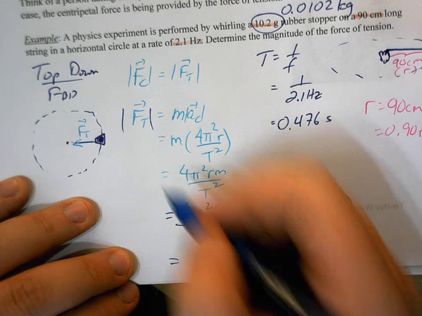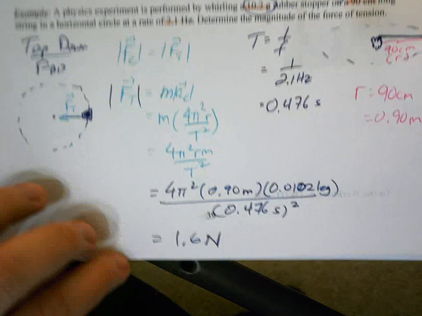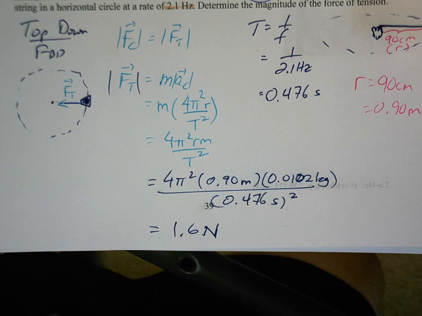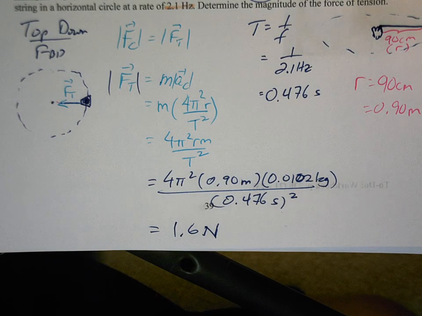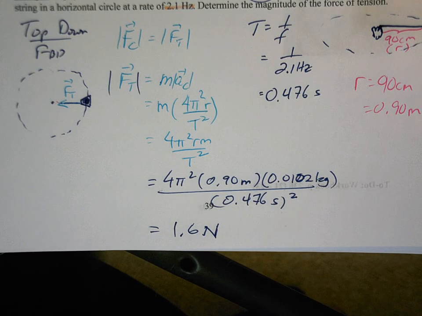we are going to get that the magnitude of the force of tension acting on this rubber stopper is about 1.6 newtons. So anything where you're dealing with tension in a horizontal circle, the only thing contributing to the centripetal force is the force of tension, because it's the only force that's in the plane of that circle. That's it.